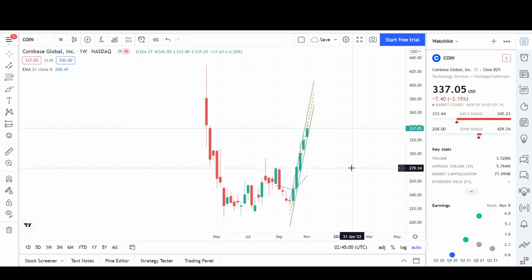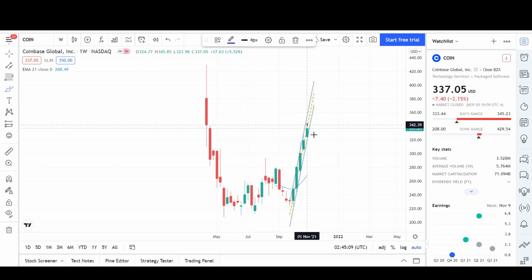So that's why I expect us to pull back, maybe back to that range breakout right around that high 280 level. And from there we might continue higher, but I do see us a pullback coming in the future. So that's just pretty much my analysis for Coinbase.